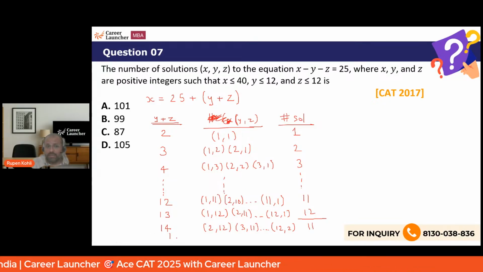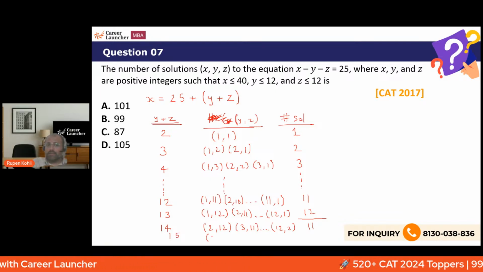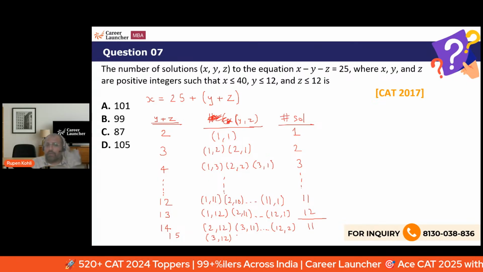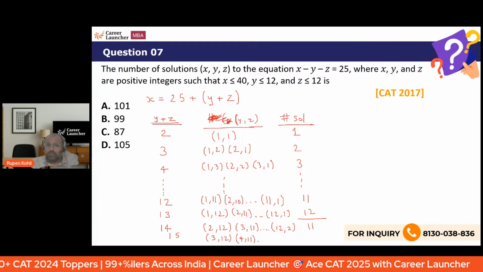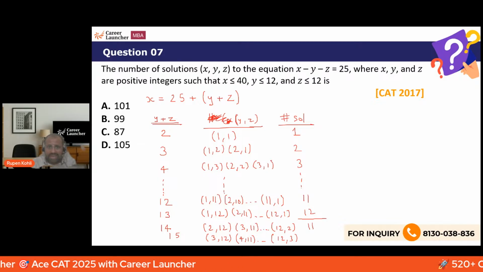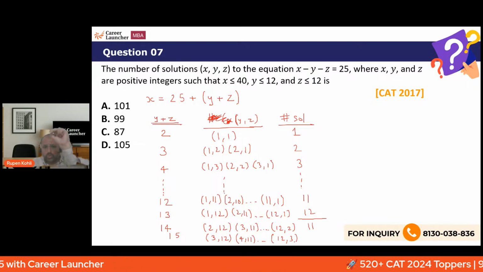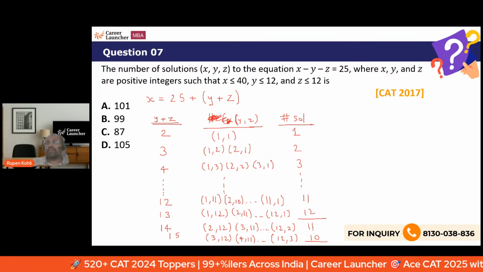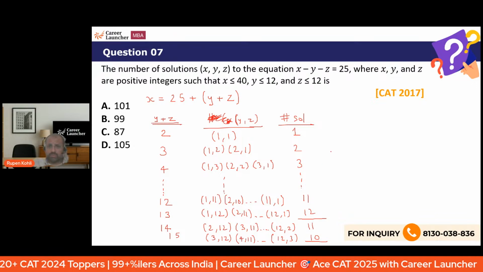Finally, when this will be 15, again we can't write 1 comma 14. We also can't write 2 13, but we can start from 3 12, right? 3 12, then 4 11, and so on until at the last, just flip around, 12 3. So x is going from 3 to 12, which are 10 values. So these two counts, 11 and 10 solutions, we have to count separately. The rest was in a pattern.